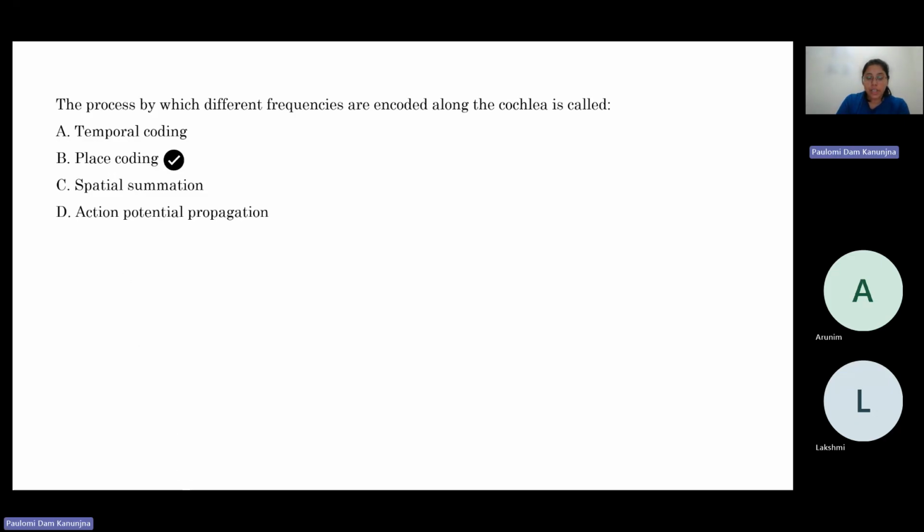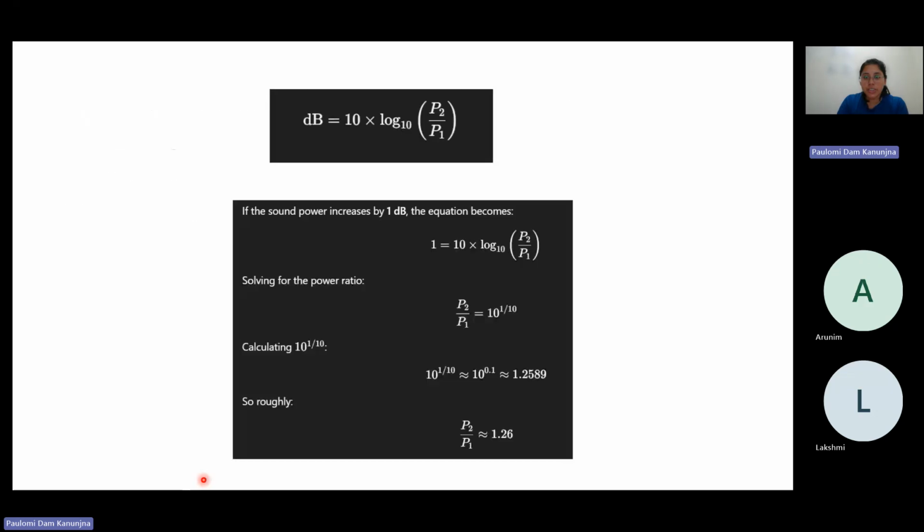Right. Okay, now let me just quickly show you this slide here so that I hope you understand. So dB, this is what I was trying to show. I don't know if it's clear to you or not. dB, decibel, this is the formula that is used for calculating your decibels: 10 into log10 of P2 by P1. Now, if your sound is increasing by 1 decibel, your equation becomes: 1 decibel increase is 10 into log10 of P2 by P1.